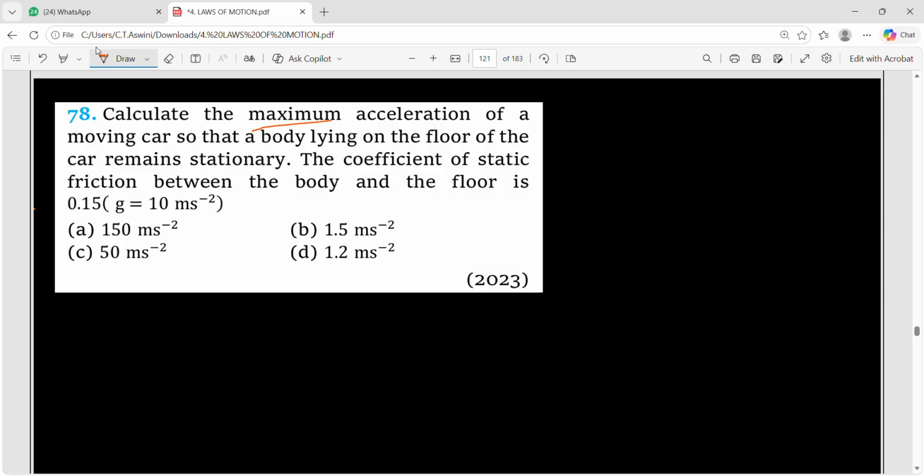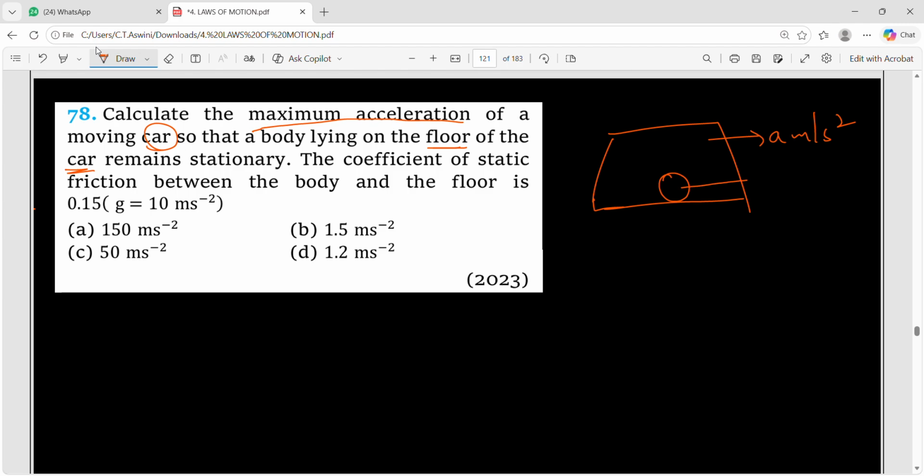One more question. Calculate the maximum acceleration of a moving car so that a body lying on the floor of the car remains stationary. So let this be the car. It is moving forward with a meter per second square. There is a body on the floor of the car, and this body has to remain stationary.